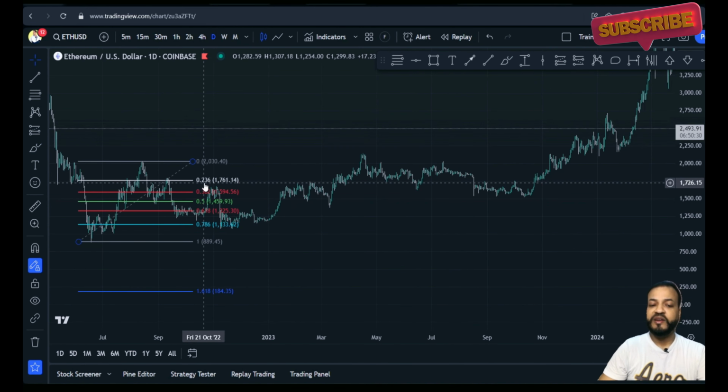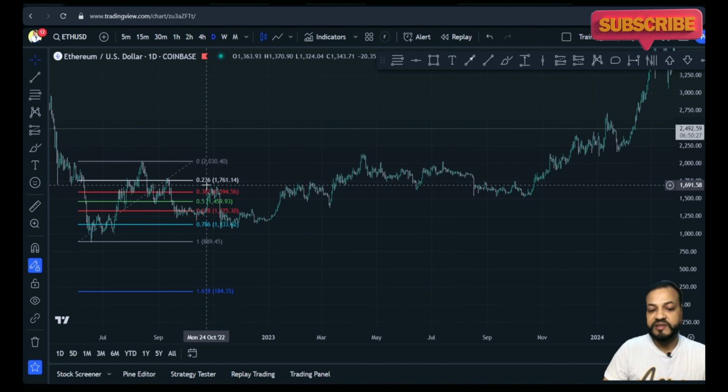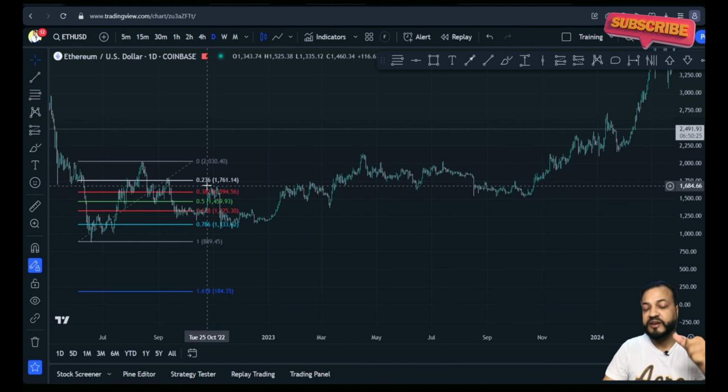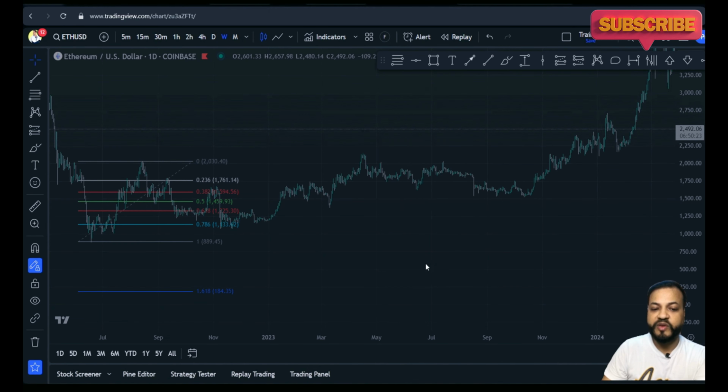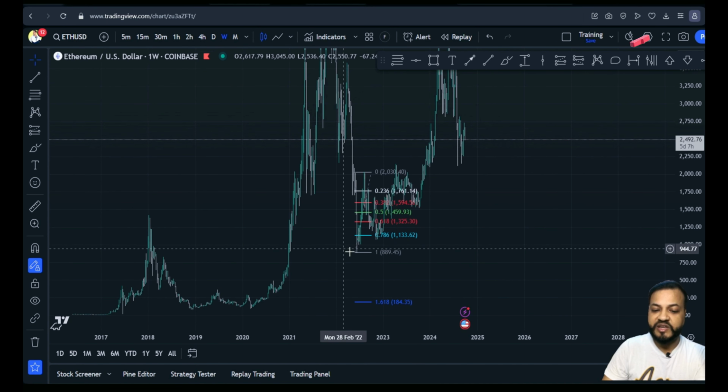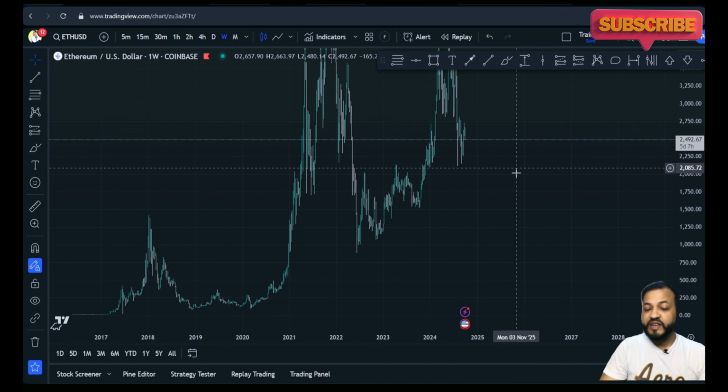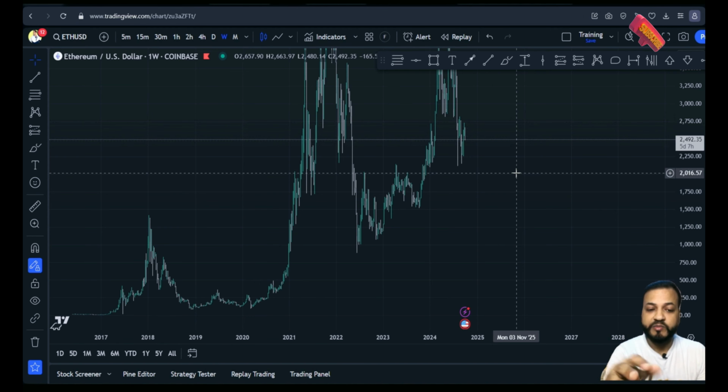That's what I think. 23.6%, yeah, this is a very small correction number. But say if you go to the weekly time frame, then 23.6% would be huge, man. It depends upon which time frame you are in. But trust me, Fibonacci works in any time frame. This works for intraday and swing trades charmingly.